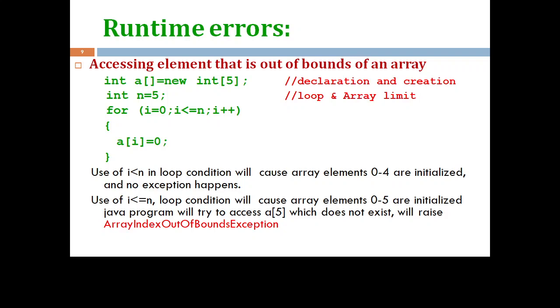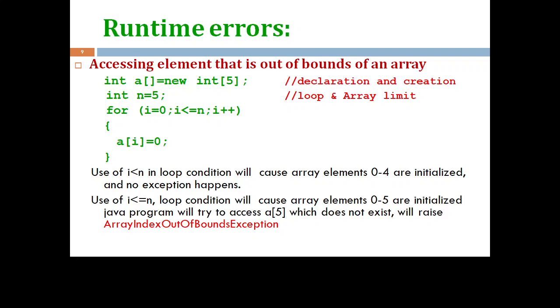A of 0 will be there, A of 1, A of 2, A of 3, A of 4 will be there, but A of 5 will not be there because the index starts from 0 to 4. So if we try to access an array element, int A of 5, that will be an error. That is non-existent.